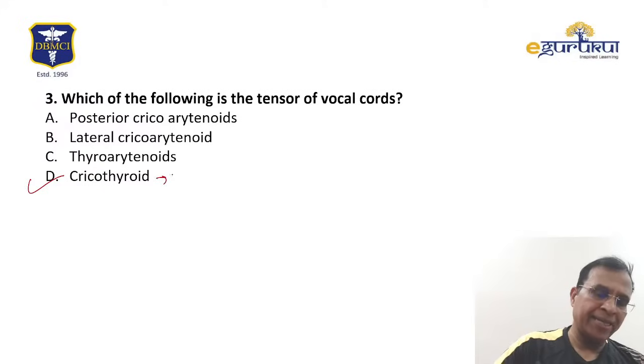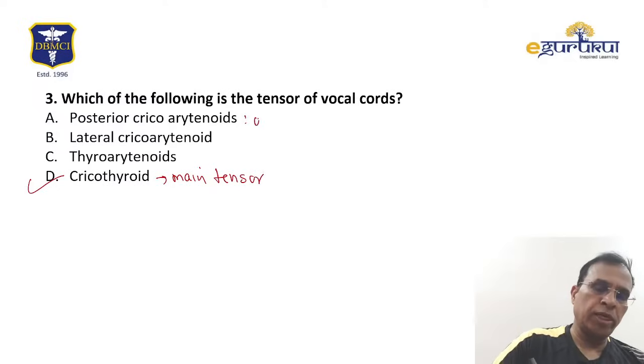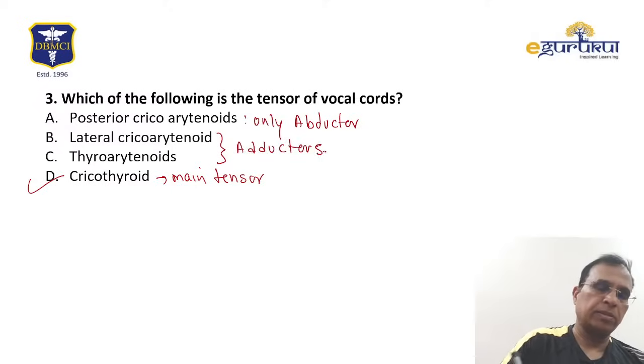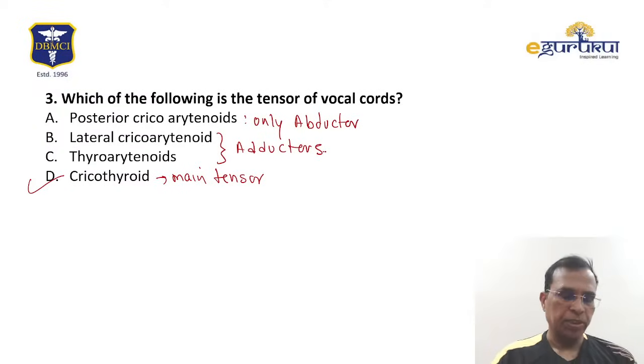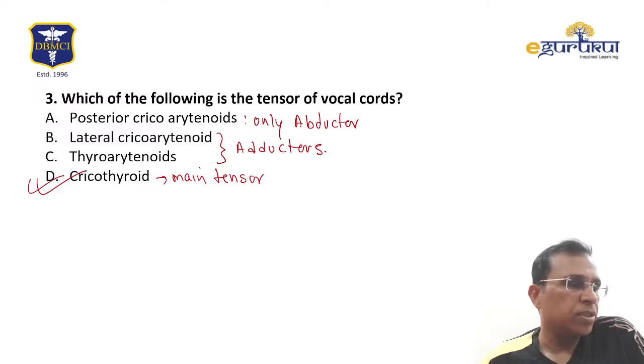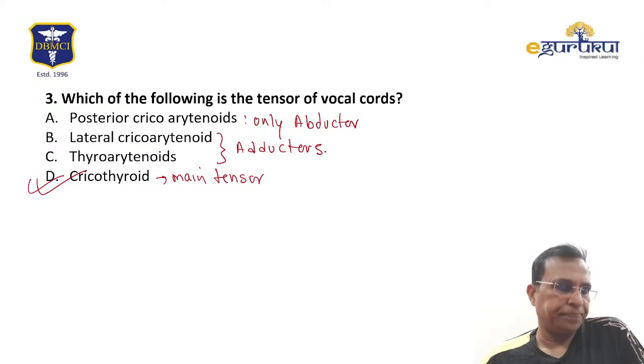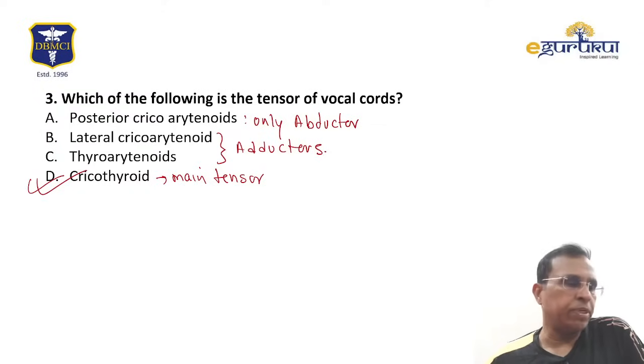This is the main tensor. This is the only abductor, and these two are adductors. So D is the correct answer. Adductors. Okay. It's a straightforward, simple question.